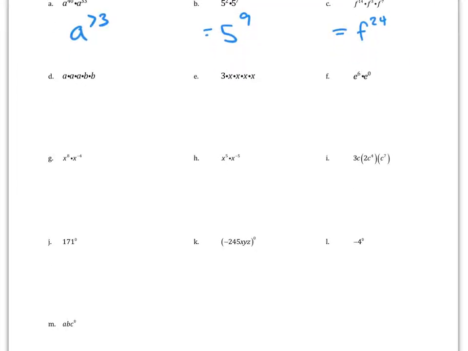Part G, let's try G. X to the 8th times x to the negative 4th. I'm still going to add those together, and I get x to the positive 4th. All right, even though it's a negative exponent, I do 8 plus negative 4, which is 4. H, x to the 5th times x to the negative 5th. Well, 5 plus negative 5 is x to the 0. But we had that rule from the page before. Anything to the 0 power is 1. So my answer there is 1. It simplifies to just 1.